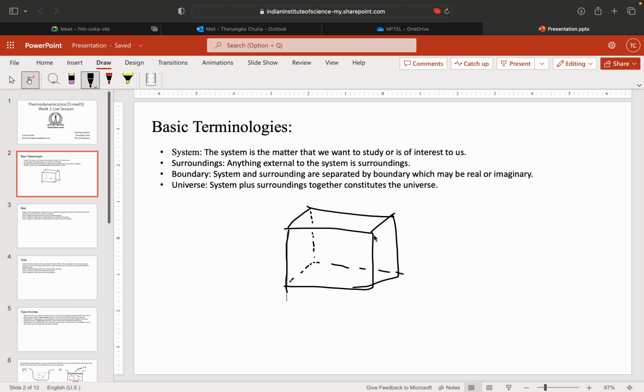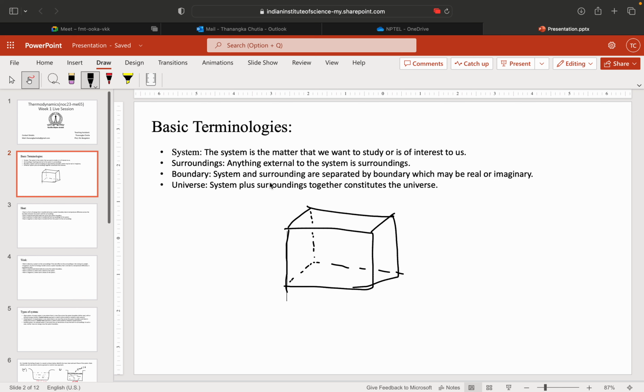The vice versa is also true. Suppose we do not want to study what is happening inside the box, we are only concerned with what is happening outside the box. Then outside the box becomes our system, because that is our area of interest, and whatever is inside the box will be our surroundings.